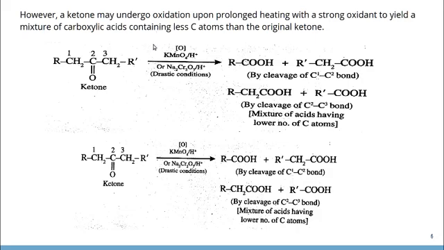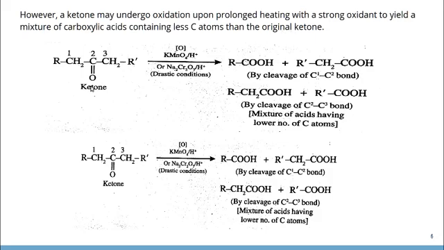But when we heat for a long period of time, what will happen? A ketone may undergo oxidation upon prolonged heating with a strong oxidizing agent to yield a mixture of carboxylic acids containing fewer carbon atoms than the original ketone. That means when we heat a ketone for a long period of time, bond breaking occurs in the ketone. Then we will get a mixture of carboxylic acids containing fewer carbon atoms than the original ketone.